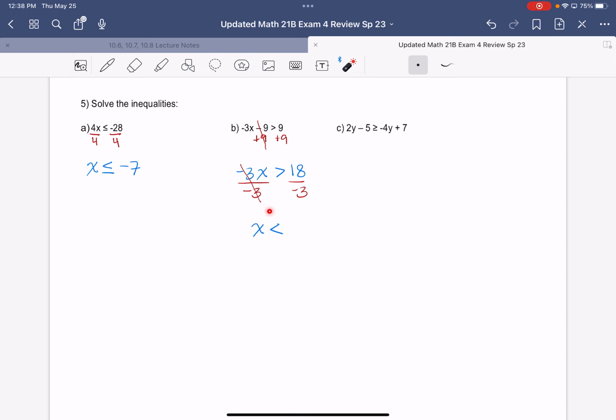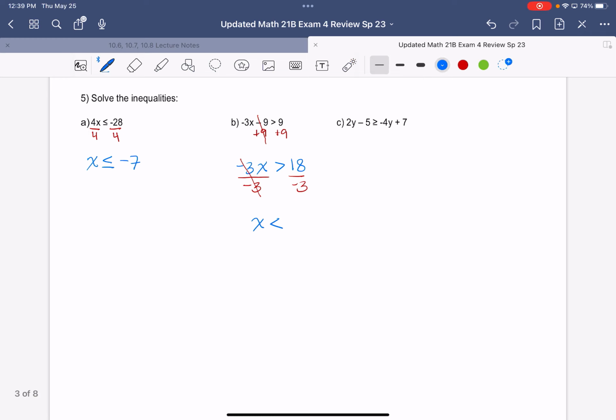Okay, so remember, anytime you multiply or divide both sides of the inequality by a negative number, you flip the sign. Notice on the previous question, we also divided both sides of the inequality, but we did not flip the sign because it wasn't by a negative number, right? 4 is a positive number, so the sign stayed the same. Whereas here, we're dividing by a negative number, so the sign flips. 18 divided by negative 3 is negative 6. Any questions on that one?